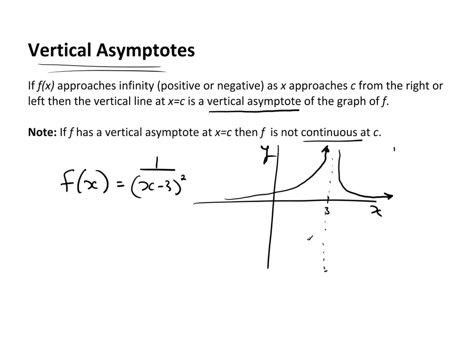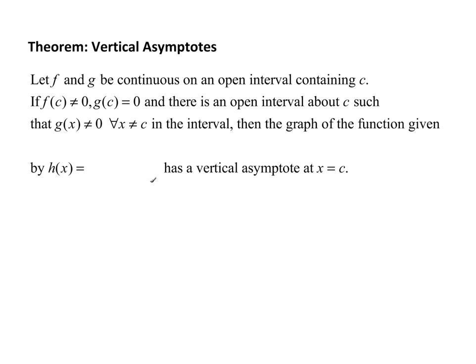So let's refine this a little bit with a better definition, or theorem actually, for vertical asymptotes. Let f and g be continuous on an open interval containing c. If f of c is non-zero, g of c is 0, and there's an open interval about c such that g of x is non-zero for all x not equal to c in that particular interval, then the graph of the function given by h of x equals f of x over g of x has a vertical asymptote at x equals c.